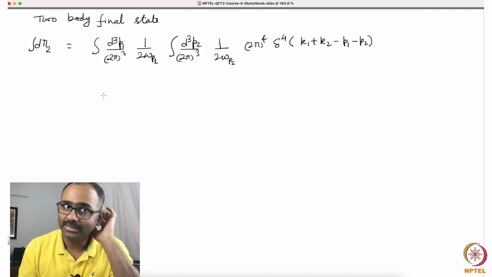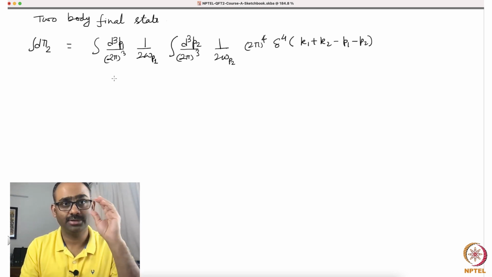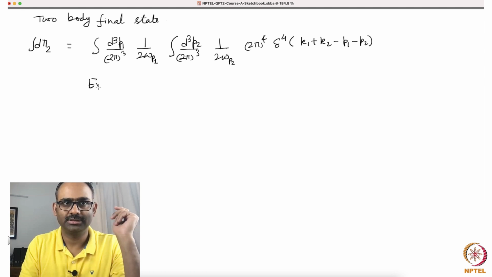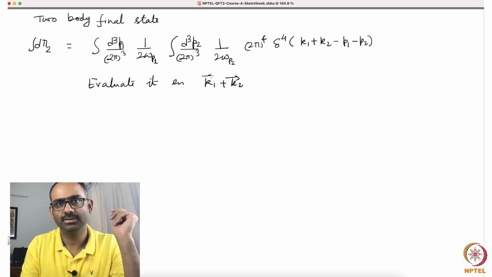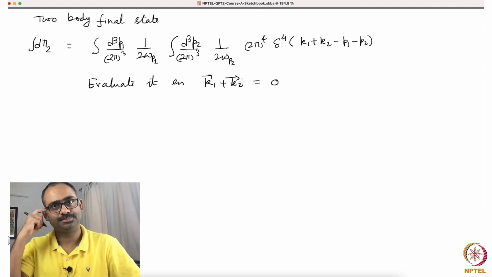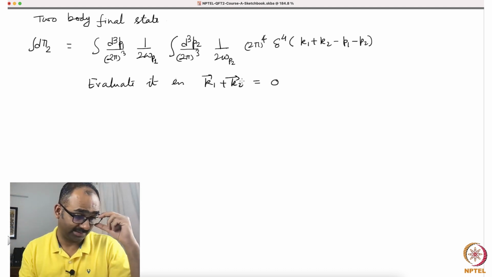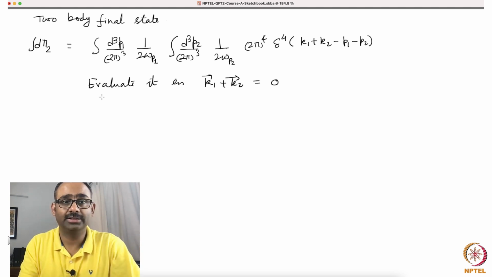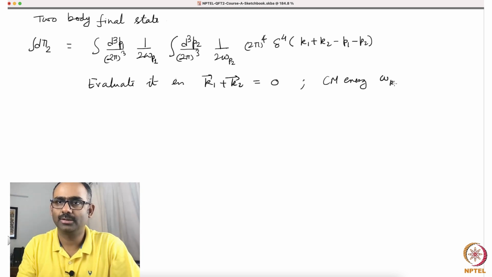So let's go and evaluate this in the center of mass frame of K1 and K2, that is, in the K1 plus K2 rest frame. Okay, so K1 is equal to minus K2. The momenta of the incoming particles are back to back and equal. In that frame, the center of mass energy would be omega K1 plus omega K2, which I will call omega Cm.